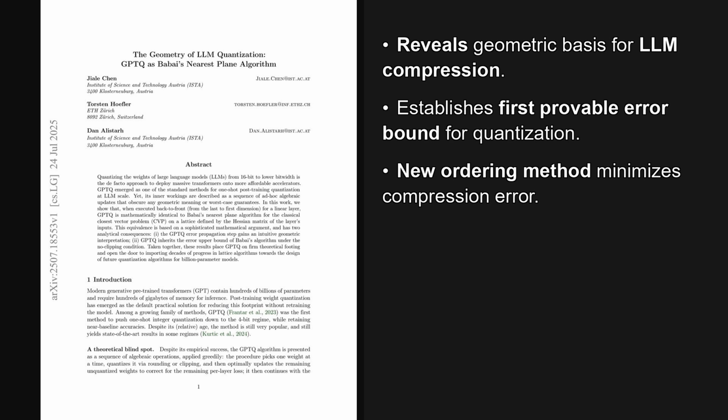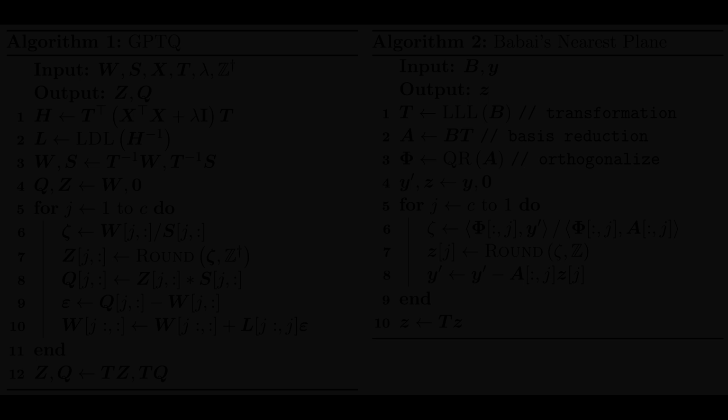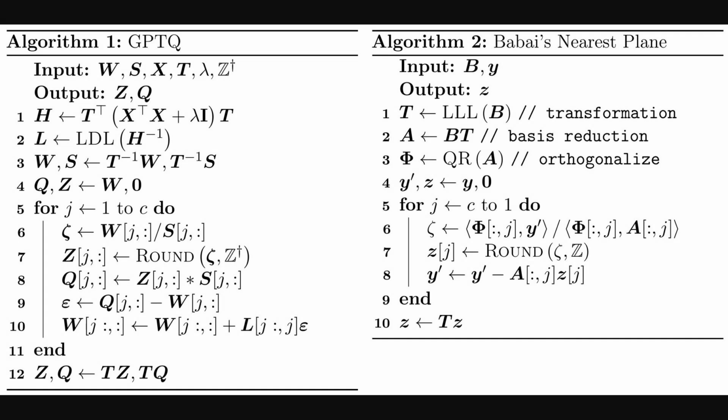The paper is titled The Geometry of LLM Quantization, GPTQ, as Babai's nearest plane algorithm, and this is a big deal. This discovery finally gives the method a solid theoretical foundation with a clear geometric meaning and a formal guarantee on its accuracy. So, how do they actually prove this surprising connection?